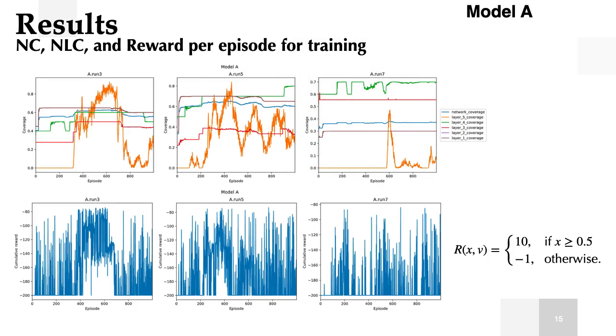Now, let's look at the reward. These plots show the cumulative reward per episode. At first look, the behavior of the signal seems erratic, especially because the best rewards are not necessarily reached at the final episodes. But if we take a better look, we can also observe that these reward signals look quite similar to the coverage signals of the last layer, at least for this model.